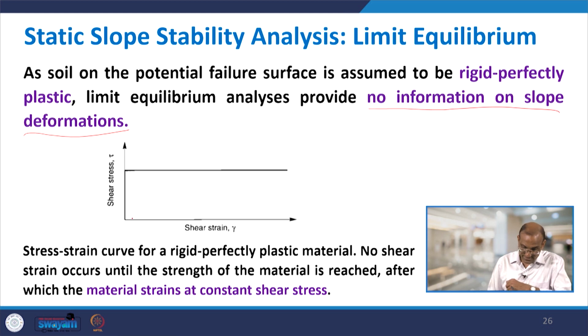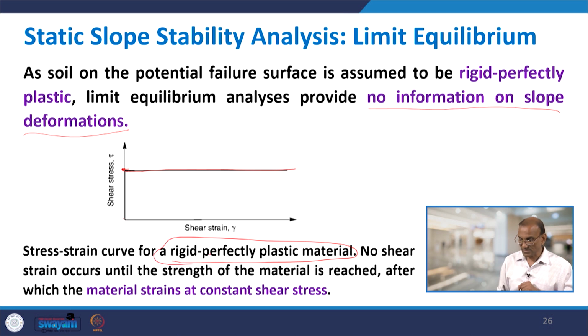So, here shear stress is there, and quickly, with almost no strain, it reaches this value. It reaches the shear stress at almost 0 shear strain, until the strength of the material is reached. After this the material strains at constant shear stress. After this point the shear stress is constant and the shear strain increases without any increase in shear stress. So, this type of material is rigid perfectly plastic.